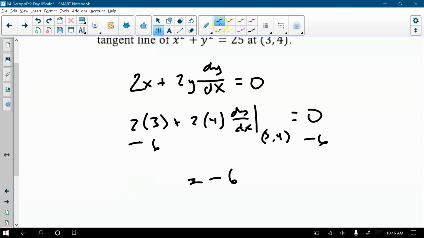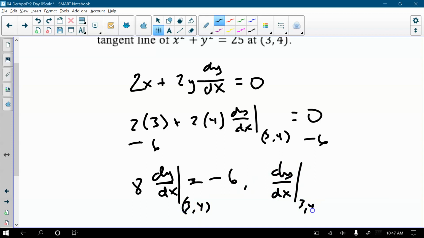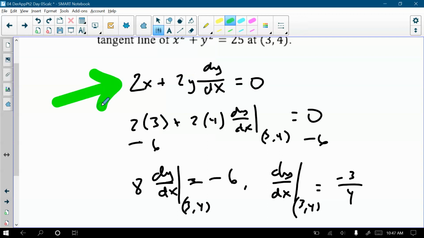dy/dx, when the 0.34 is plugged in, is going to be equal to negative 6 over 8, which is negative 3 over 4. And then you write your equation of the tangent line. This is a preview of what we're going to be doing later. And if you knew this already, good for you.